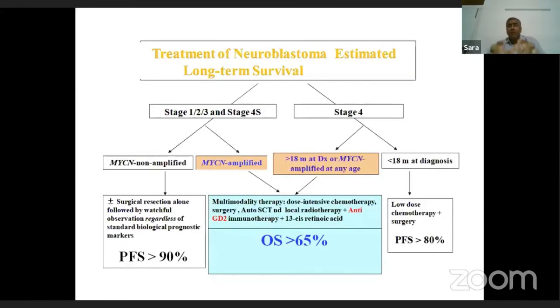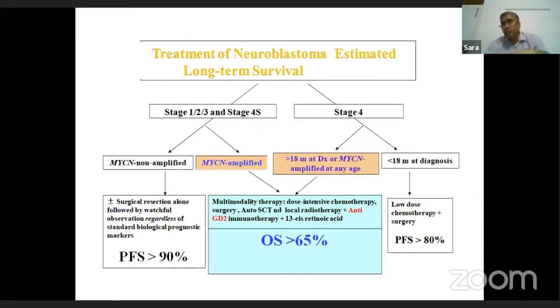So if you look at this slide, which shows you essentially 3 groups. So stage 1, 2, 3 and stage 4S is a separate group. They tend to do better. And stage 4 is the bad group. They tend to do poorly. So if you look in the center part, this is the high-risk neuroblastoma. So either NMYC amplified, any stage, or more than 18 months, stage 4 with NMYC amplification or NMYC amplification, these are high-risk patients.